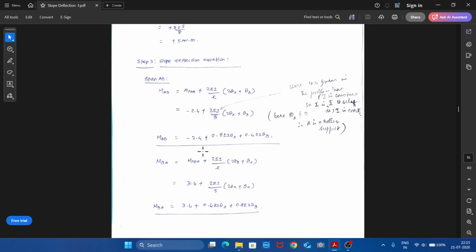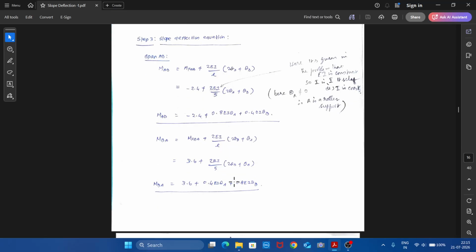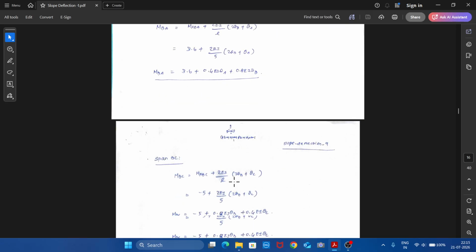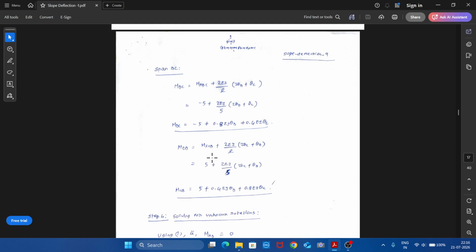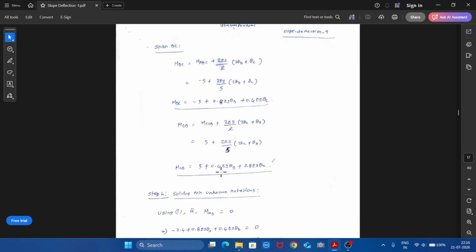Similarly, MBA will be equal to M of BA plus 2EI by L, 2 times theta B. For BA, B is nearer, so 2 times theta B plus 1 time theta far. Substituting the values, we will get one equation. Similarly, for span BC, MBC equal to M of BC plus 2EI by L, 2 times theta B plus 1 time theta C. Then MCB is M of CB plus 2EI by L, 2 times theta C plus 1 time theta B. That will yield another end moment equation.